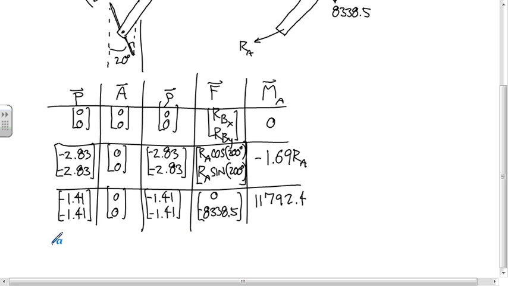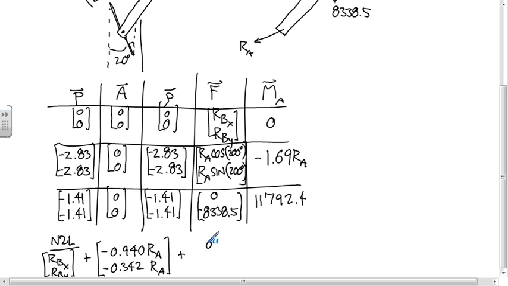Okay, so Newton's second law says RBX, RBY plus, what's cosine and sine of 200? Oh yeah, 200. So negative 0.940, and then this one is negative 0.342 RA. Plus 0, negative 8338.5 is equal to zeros.